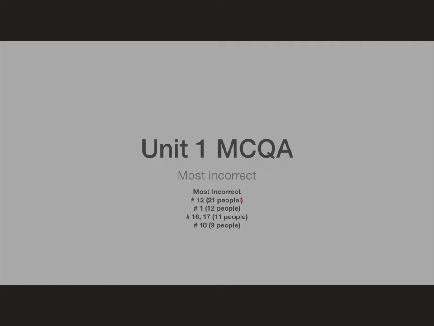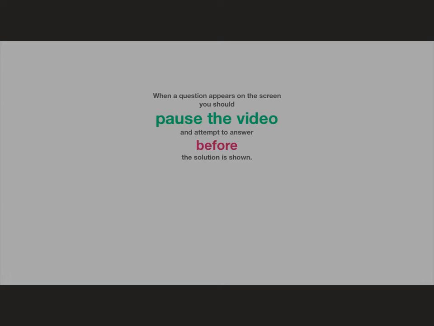These are the answers to Unit 1 multiple choice quiz A. Obviously, question 12 was a big problem because 21 people got it wrong. After that, we'll look at questions 1, 16, 17, and 18.